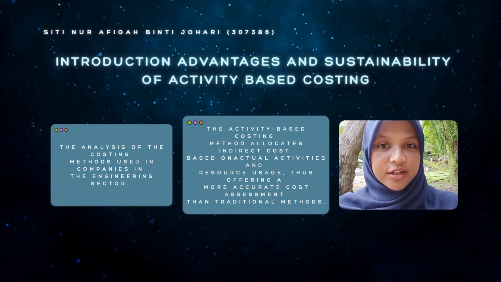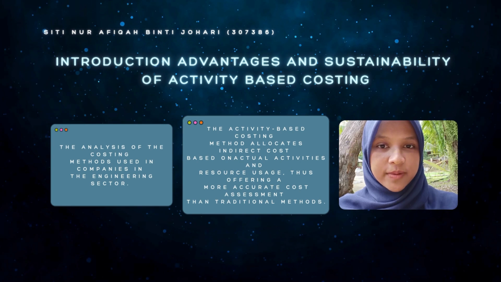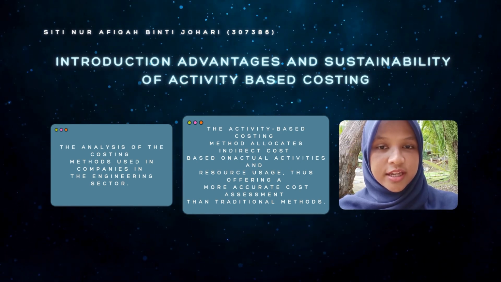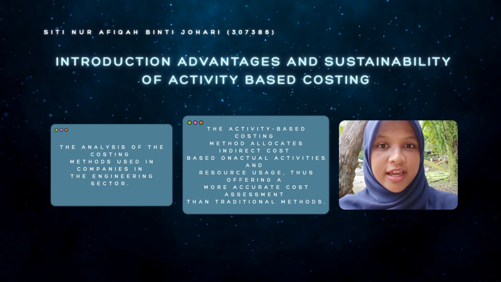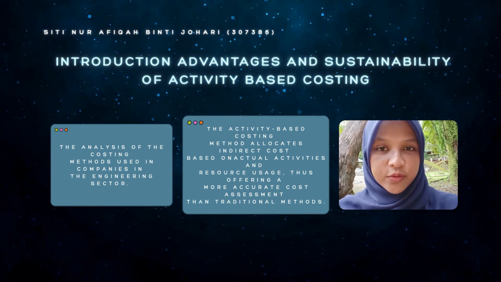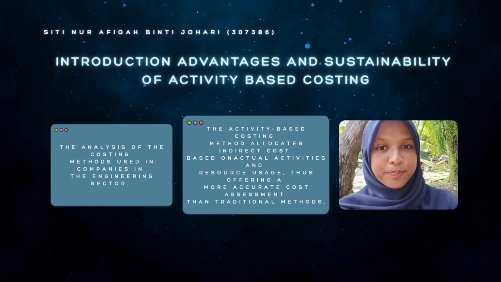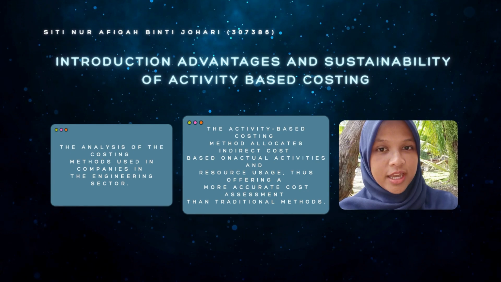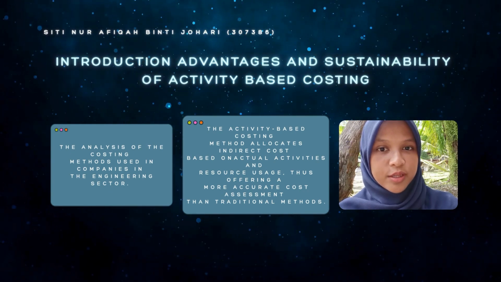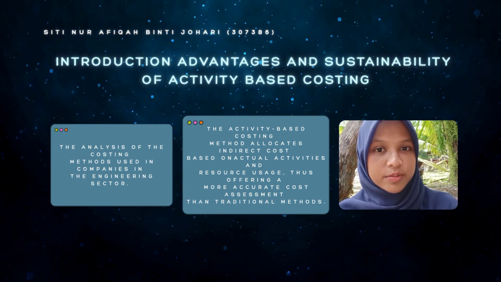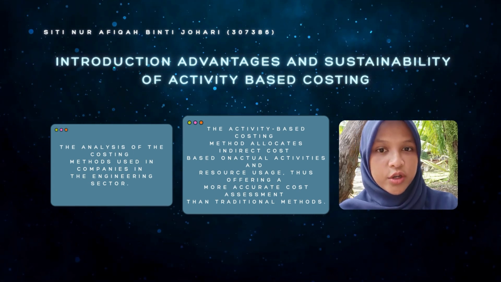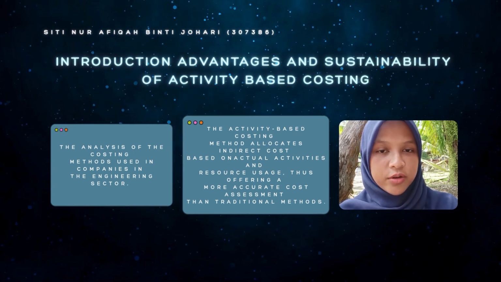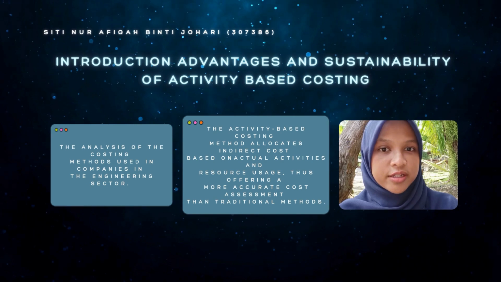Firstly, the article focuses on the costing method used in companies in the engineering sector by comparing the traditional costing method and the activity-based costing method, which is ABC. But what is ABC? ABC is a method used to allocate indirect costs based on actual activities and resource usage, thus offering a more accurate cost assessment than the traditional costing method.